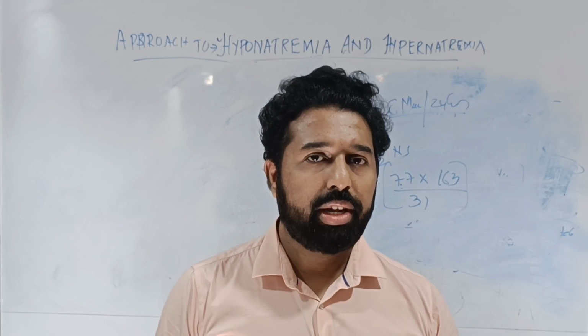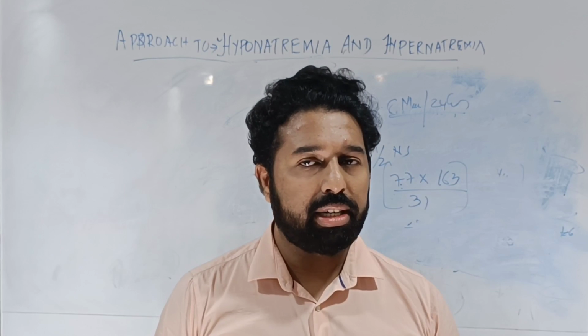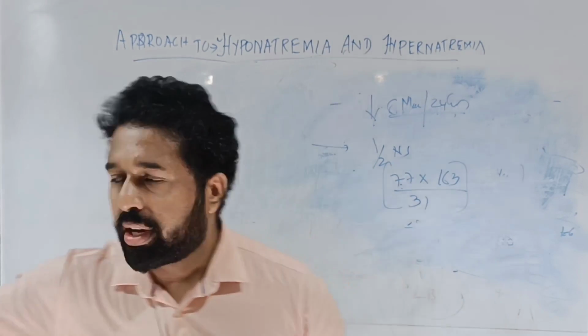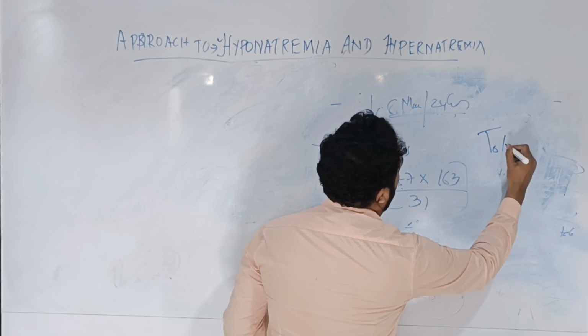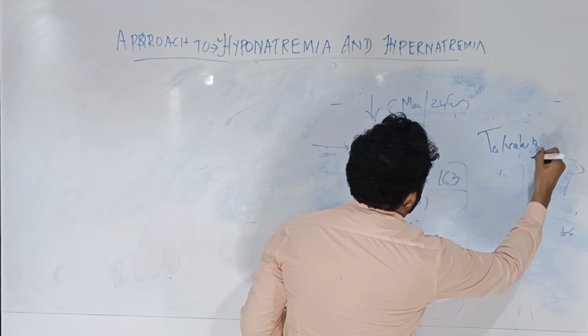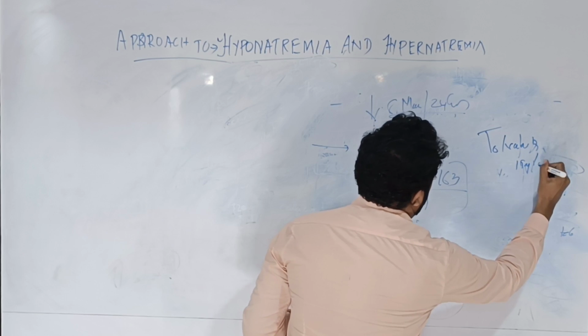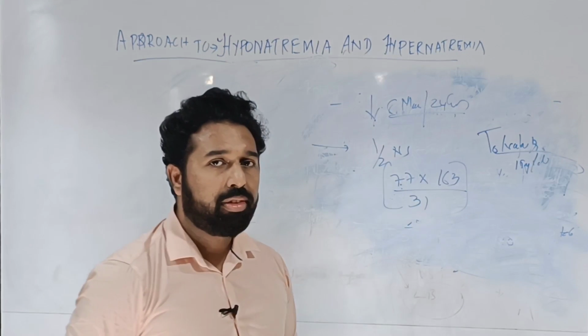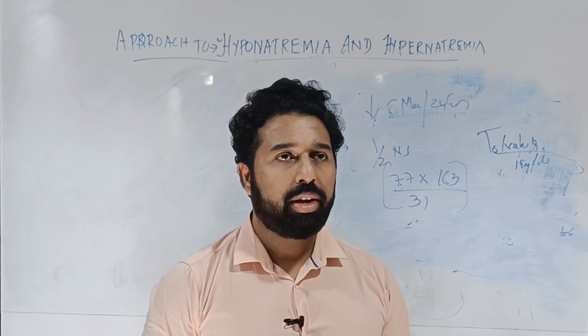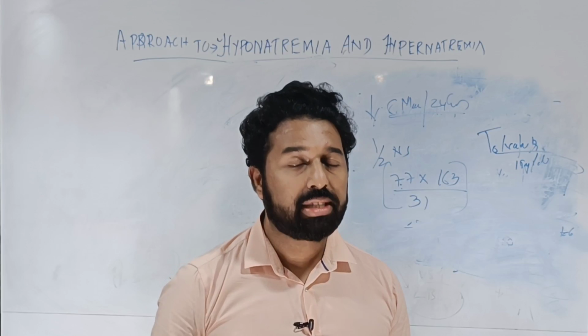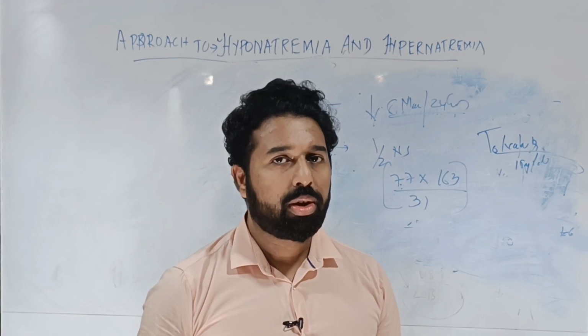For SIADH, if it is symptomatic, you need to give 3% NS. If it is chronic hyponatremia, instead of salt restriction, there is also a V2 receptor antagonist, tolvaptan, which you can start at 15 mg per day. Chronic or non-symptomatic hyponatremia you do not need to correct. The treatment is additional salt and water restriction, or tolvaptan.